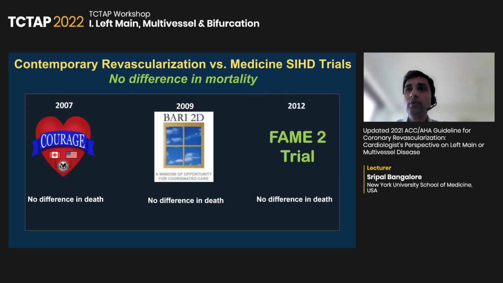But if we move forward to the modern era where there is more medical therapy, one consistent message, and again, what I want to focus on here is not composite endpoints. I think the other lingering confusion when we debate all of this is the use of composite endpoints. But if you look at mortality as an endpoint, one consistent message across all of the trials, whether it's the COURAGE trial, the BARI 2D trial, and even the FAME 2 trial, which is largely used as the positive trial for PCI, is that there has been no difference in death between revascularization and medical therapy.